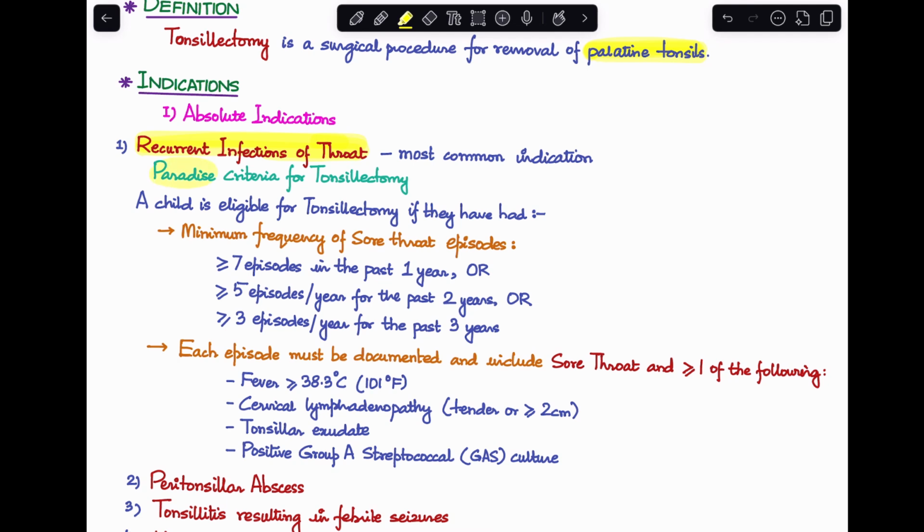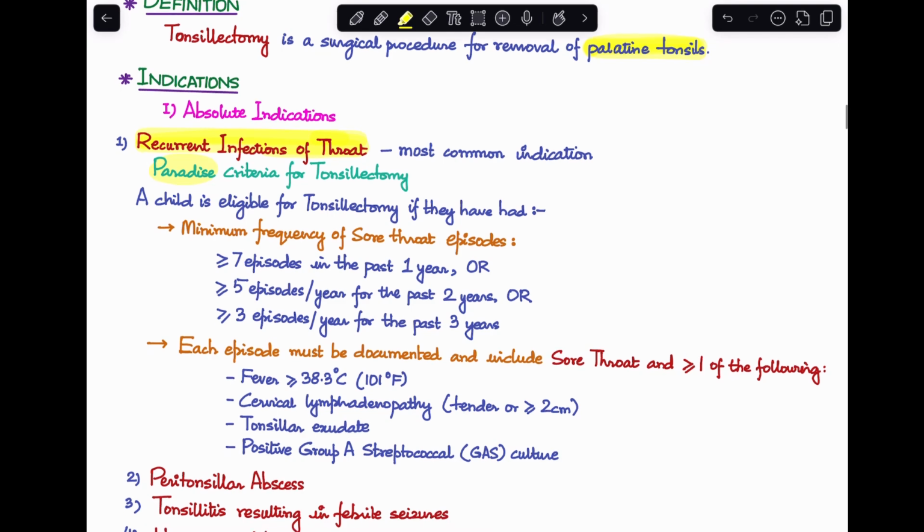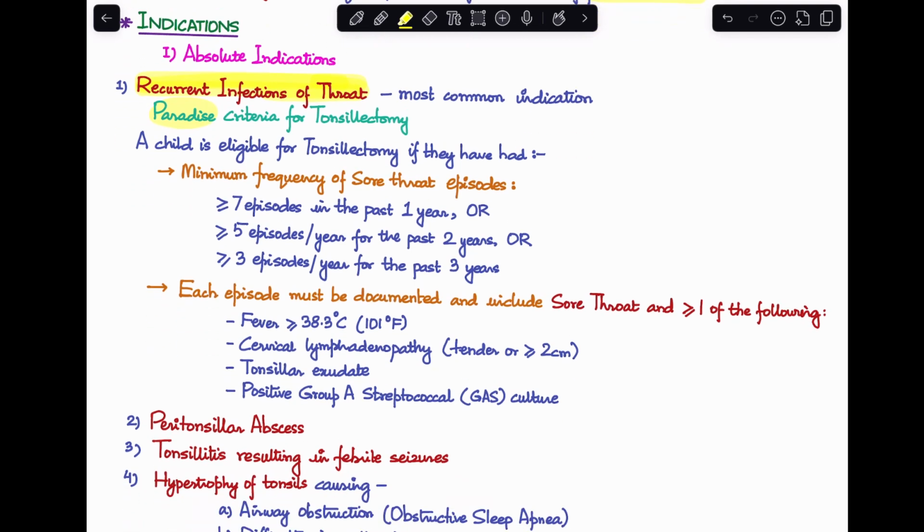Now, what is Paradise criteria? It states that a child is eligible for tonsillectomy if they have had a minimum frequency of sore throat episodes, which can be more than or equal to 7 episodes in the past 1 year, or more than or equal to 5 episodes per year in the past 2 years, or more than or equal to 3 episodes per year for the past 3 years. This is the minimum frequency of sore throat episodes that need to be there.